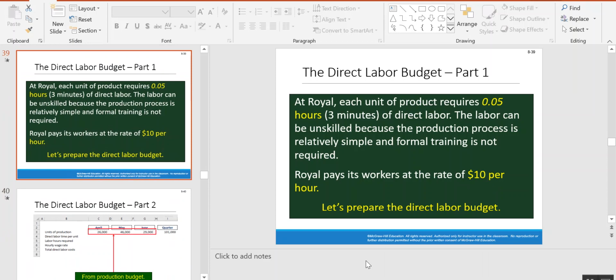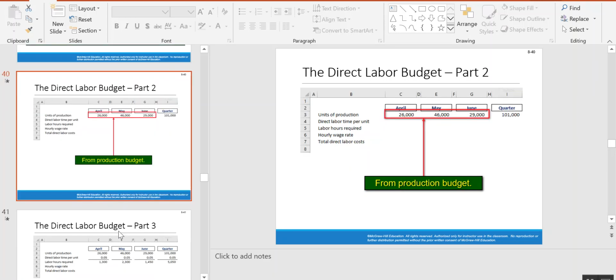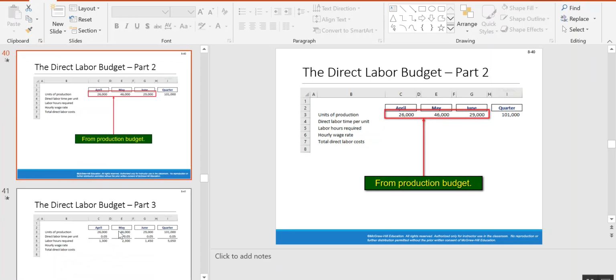Now we look at the direct labor budget, and here we identify that each unit of product requires 0.05 of an hour, or 3 minutes, of direct labor. The labor is unskilled because the production process is simple and formal training is not required. So this budget, and I'm not going to focus or major on it, is going to be a very straightforward calculation.